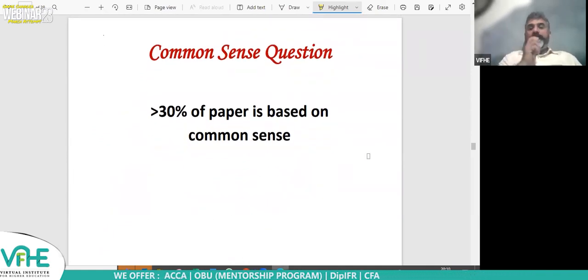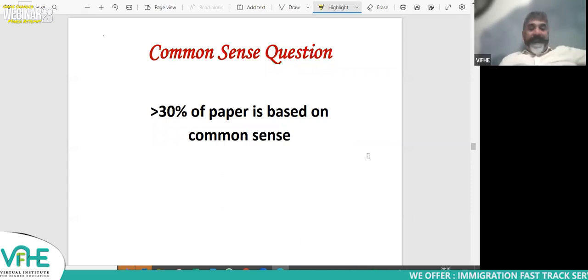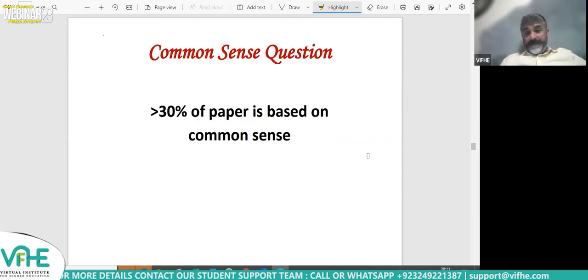Now, this one is very important. Common sense question. So my paid batch students, you know this, right? That every attempt, there is a common sense question worth more than 30 marks. It's not one question, but it's actually a couple of questions. So always the aggregate marks for such question is more than 30.